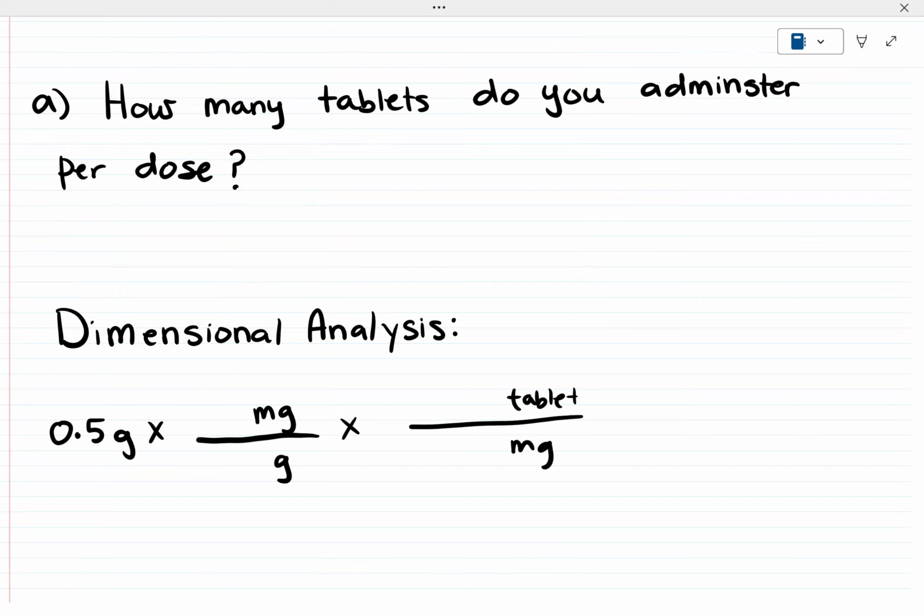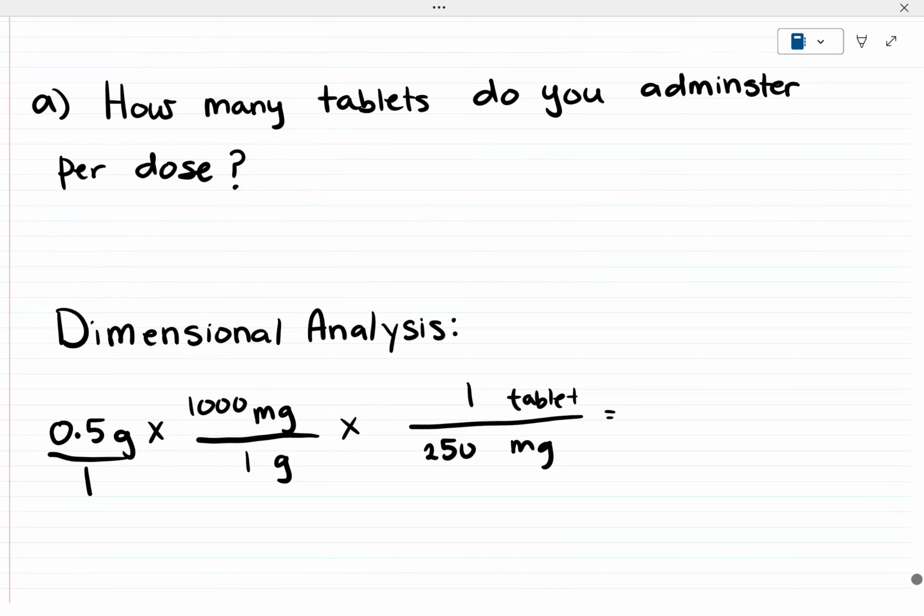So this is just an extra step, right? We put a one under the grams. What is the relationship between milligrams and grams based on your chart? We know that for 1 gram, there is 1,000 milligrams. That's something you should know. And then we were given for one tablet, there was 250 milligrams. That was also given.